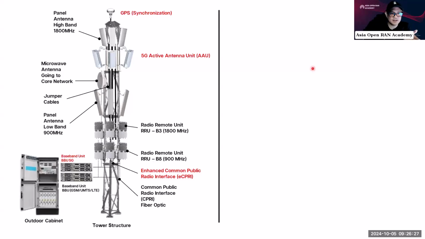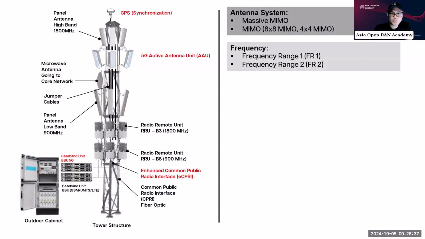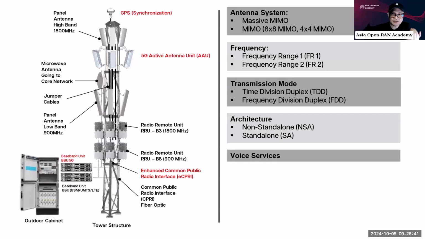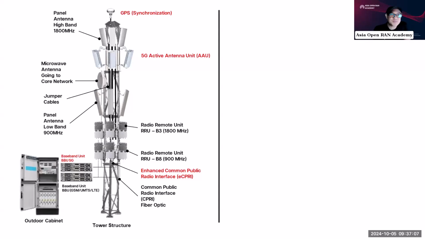Okay. So, next pag-usapan natin is ano-ano yung mga different factors no to consider in a 5G network system like this. So, on the next half, we'll talk about the antenna system, the frequency, the transmission mode, the architecture, the voice services, the location, and the privacy. Okay? Okay, now let's go to our 5G implementations and factors.